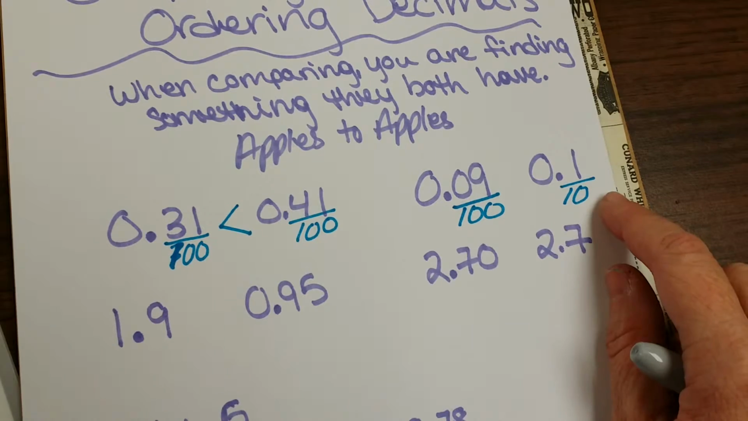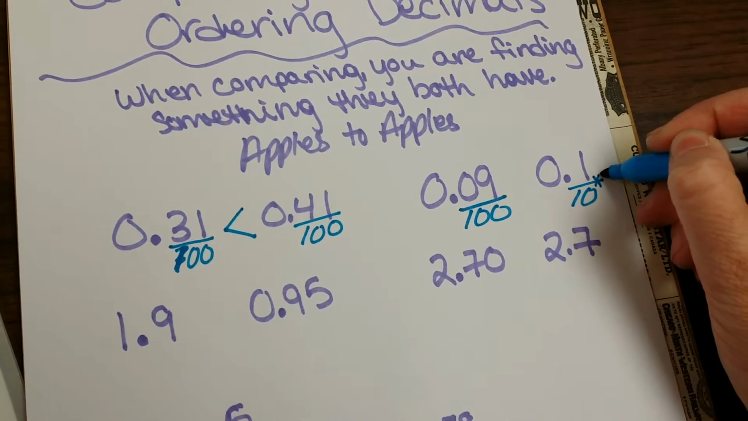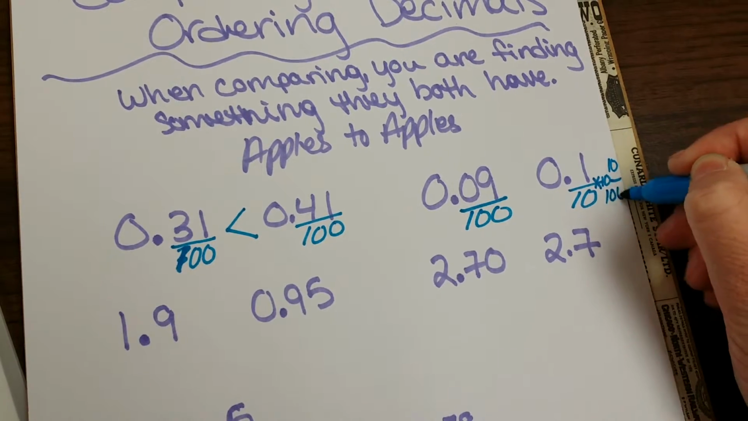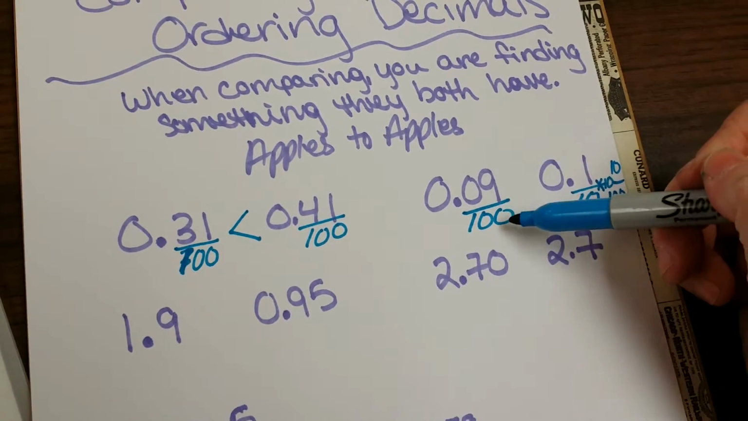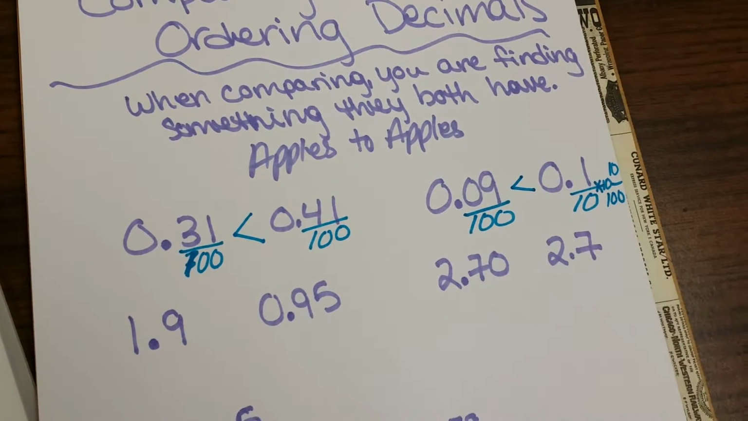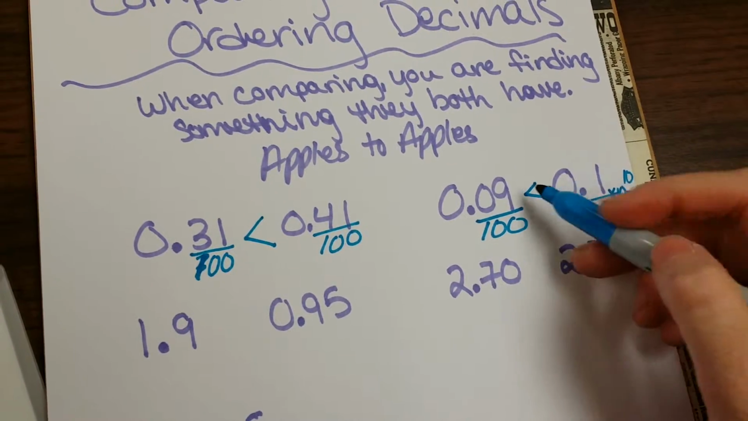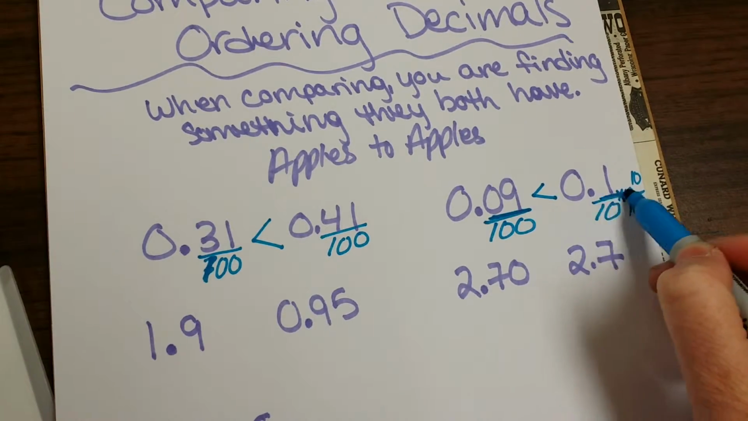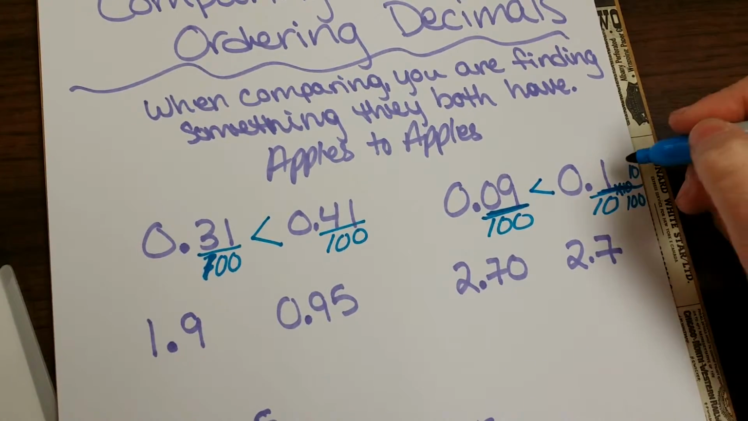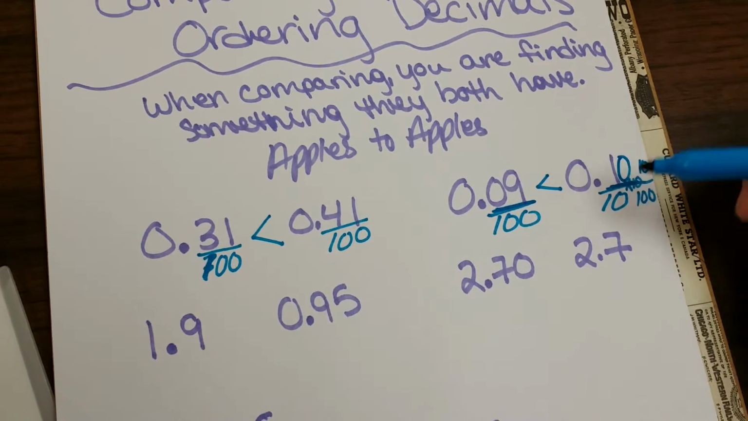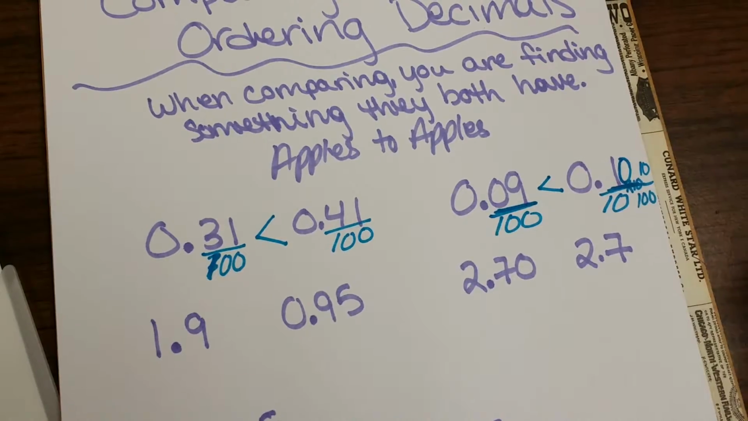Well, a 10 can become 100 easily by timesing 10, which would be 10 over 100. So which is more, 9 out of 100 or 10 out of 100? 10 out of 100 would be more. Or you can look at it as there's 2 digits behind the decimal here, so you have to have 2 digits behind the decimal here. Well, the only digit we can add that doesn't add value is a 0. So again, 10 hundredths is more than 9 hundredths.